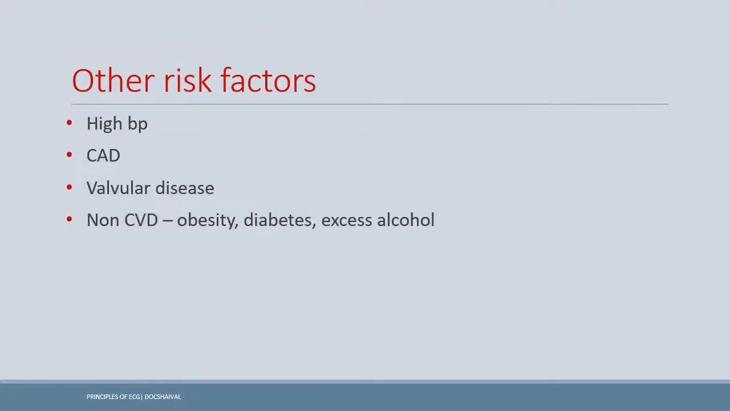Now, the other risk factors include high BP, coronary artery disease, or valvular diseases, and all these are the cardiovascular risk factors. While in the non-cardiovascular risk factors, we have obesity, diabetes, and excess alcohol consumption. Okay. Now we are also going to look at various theories and some basic rules that explain why atrial fibrillation occurs.